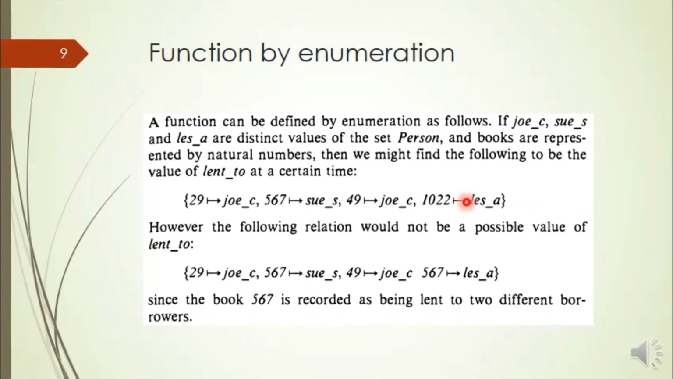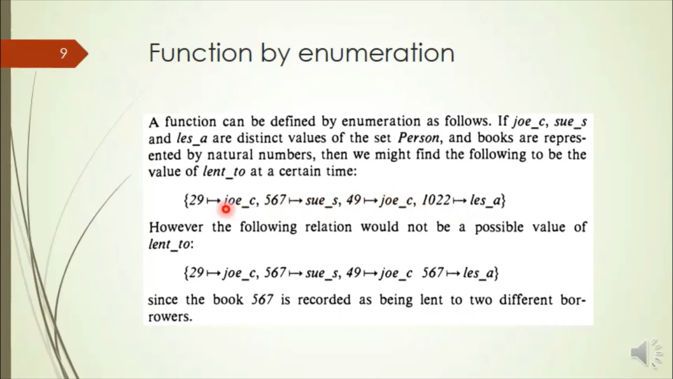For example, we declared a function variable len2 on a set of all possible functions from book to person, and we have three borrowers, Joe, Sue and Lei, and books are represented by natural numbers. So this is basically a function representation of function len2 by enumeration. And you can see that the first element of the outer pair, which is 29, does not appear twice. Similarly, all the first elements of each outer pair do not appear more than once.